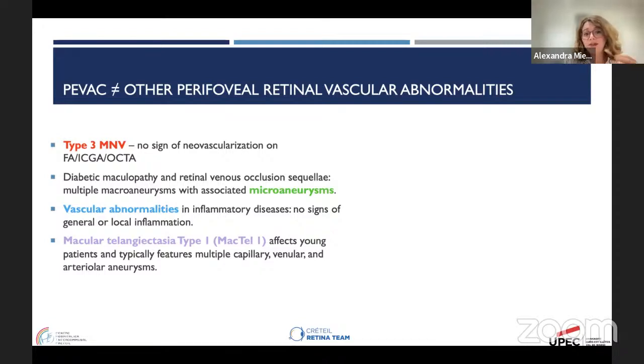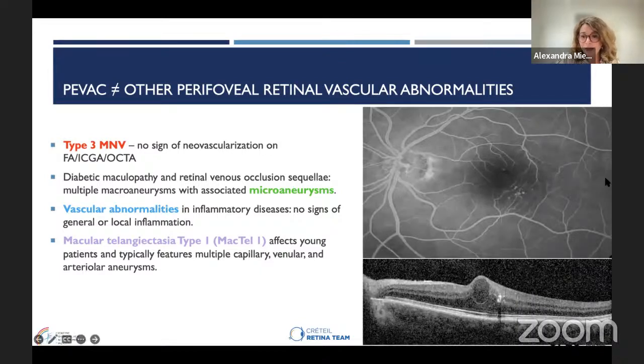But patients with PVAC normally aren't diabetic, or even in retinal venous occlusion sequelae. We might have vascular abnormalities in inflammatory diseases, but patients with PVAC should not have signs of general or local inflammation. And another differential diagnosis is macular telangiectasia type 1, which we know affects mostly young patients, male, and typically features multiple capillary, venular, and arterial aneurysms.